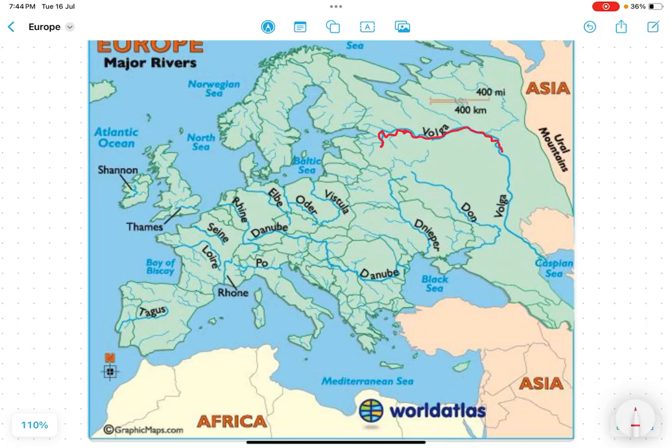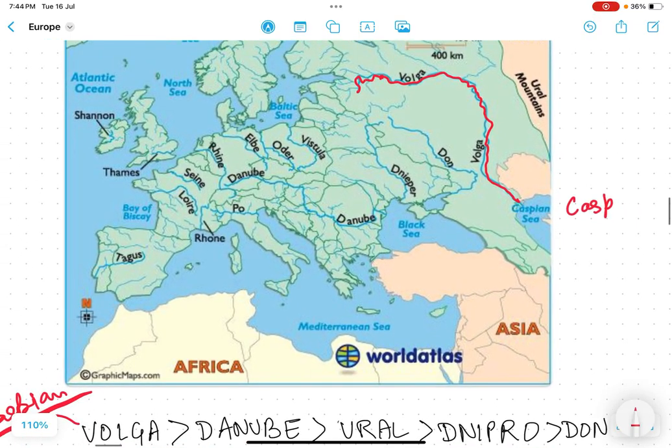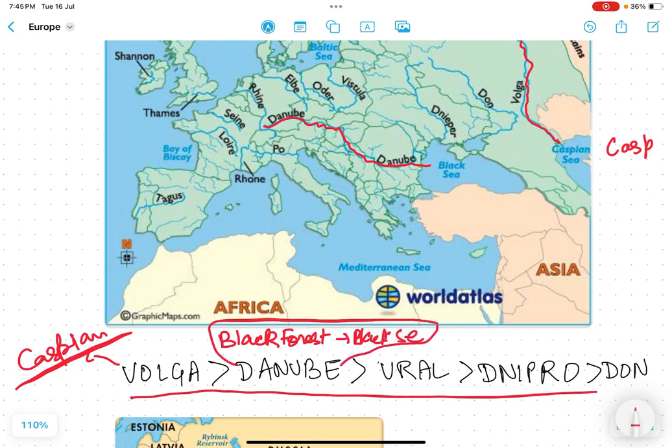It flows like that into Caspian Sea. So we can write Volga into Caspian Sea. Remember that. It is important to remember this. Then we have Danube River. Danube River comes right from here in Germany, and it goes into Black Sea. So Danube originates from Black Forest in Germany, and it goes into Black Sea. So Danube River from Black Forest to Black Sea.